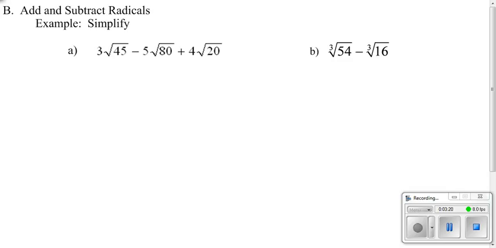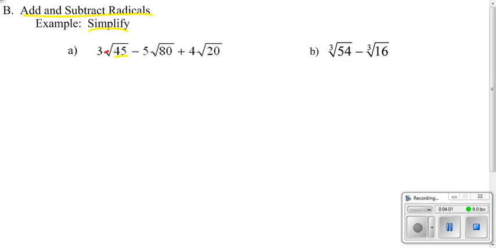When we add and subtract radicals, again remembering to simplify them, in this case it would be like saying we have a 3x minus 5y plus 4z. Because our radicals that we're looking at, even though they have the same index, they don't have the same radicand. So we can't necessarily combine them quite yet. We need to get them in a form where they are combinable, in which case we need both the same index and the same radicand.